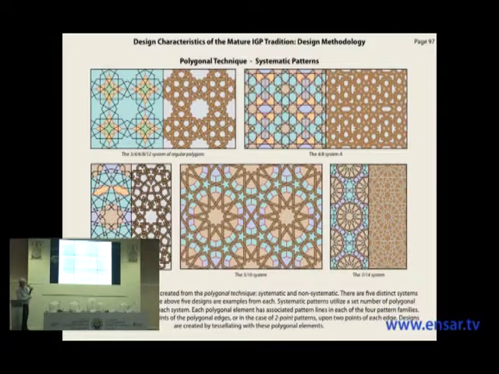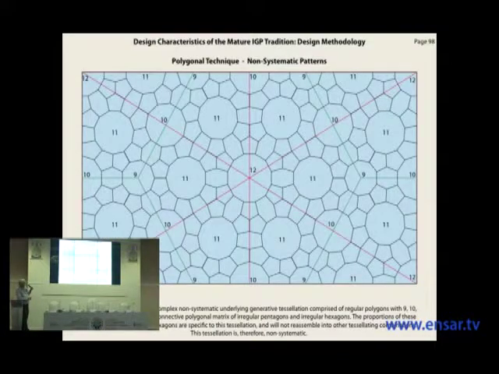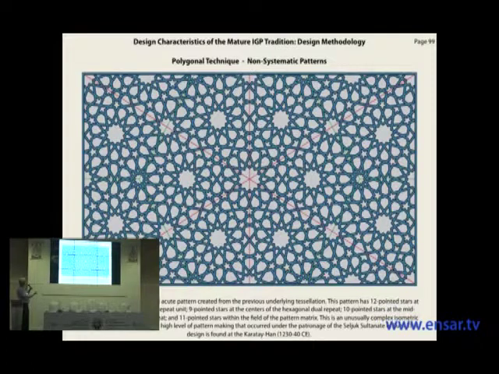So they're very convenient. A non-systematic pattern is like this one here. This is the grid for it. These connecting elements, the smaller polygons, if you take them as independent elements, will not reassemble into any other configuration. They're specific to this tessellation and this tessellation alone. And this is a combination of 9, 10, 11, and 12 pointed stars. This one is Seljuk Turkish. That's the pattern itself. It's a beautiful pattern.